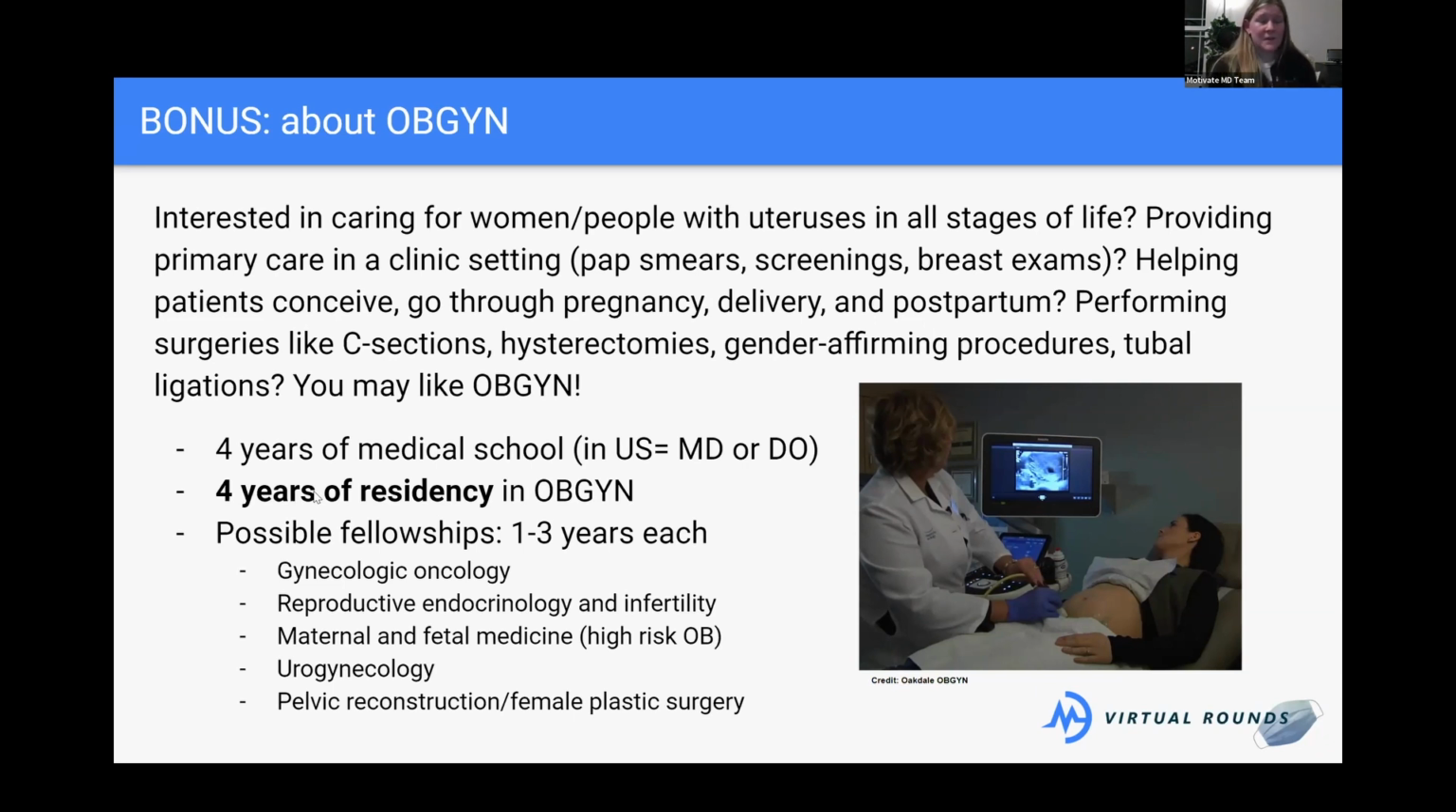OB, urogynecology, kind of working with the urinary tract and how that is relevant in a gynecologic setting. And then you can also do things like pelvic reconstruction or female plastic surgery, gender affirming procedures, things like that.